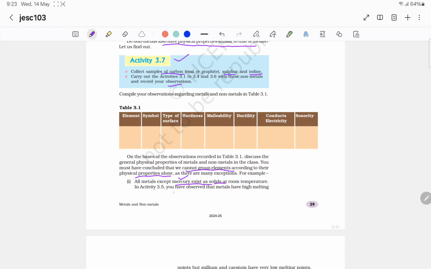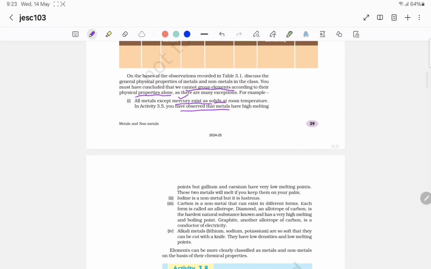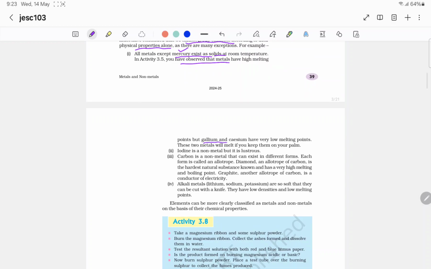In activity 3.5 you have observed that metals have high melting points, but gallium and cesium have very low melting points. So these two metals will melt if you keep them on your palm. The melting point is so low that if we keep them on the palm, it's only 37 degrees centigrade, like our body temperature, so it will start melting.